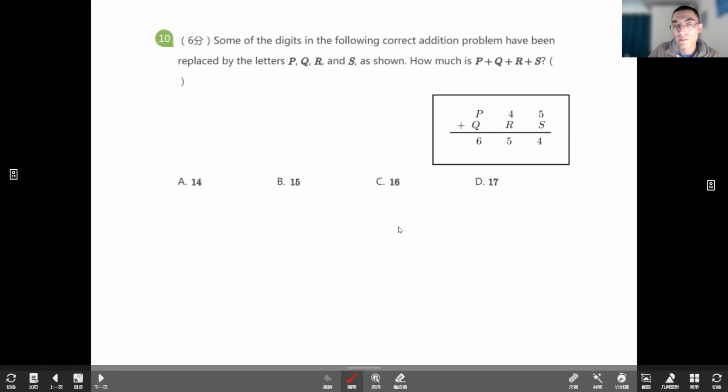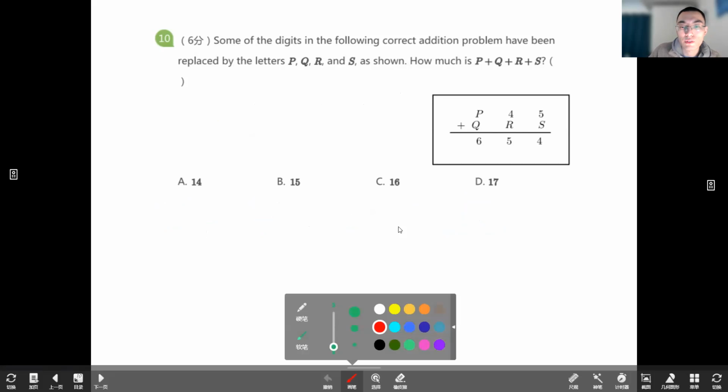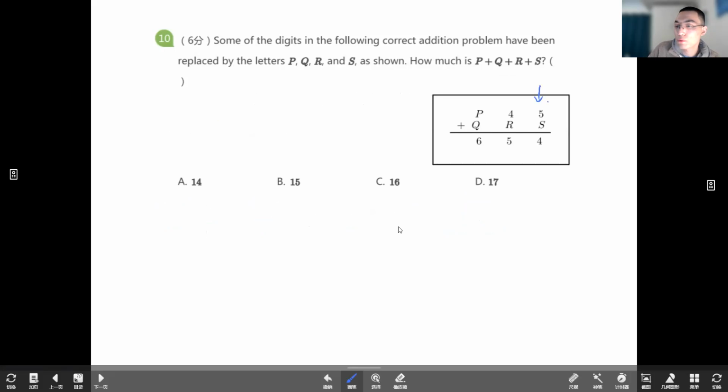So we have a number puzzle over here, a column addition number puzzle. Some of the digits in the following correct addition problem have been replaced by the letters P, Q, R, and S as shown. How much is P plus Q plus R plus S? So let's have a look.